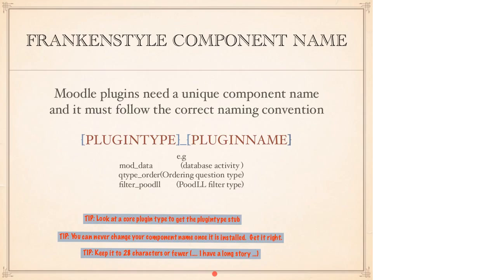Okay, so here is your plugin's Frankenstyle component name. So you really need to get this right. Moodle plugins need a unique component name, and it must follow the correct naming convention. The actual name that everybody sees, and I think even the folder name, doesn't have to follow this, but the actual component name, which is used all over the show, you'll see later on when we look at some code, the component name is everywhere. It should begin with the plugin type, and then an underscore, and then the plugin name. So for example, the database activity is mod_data. The ordering question type is qtype_order. And filter_poodle is the Poodle filter type.